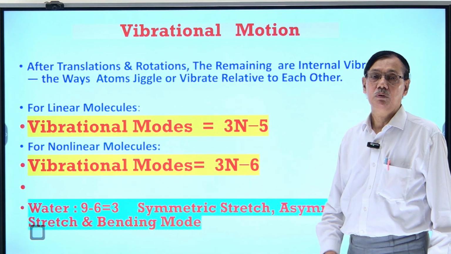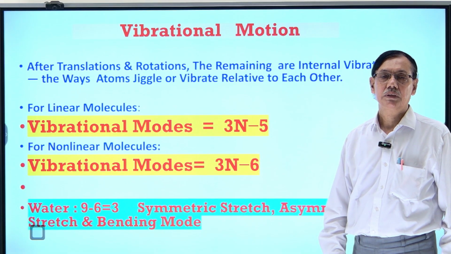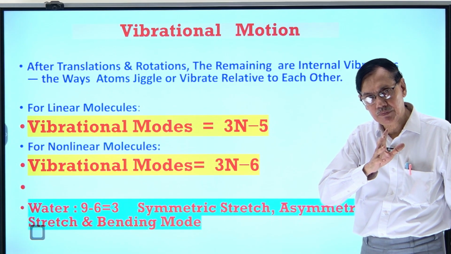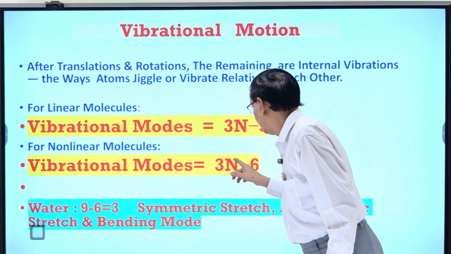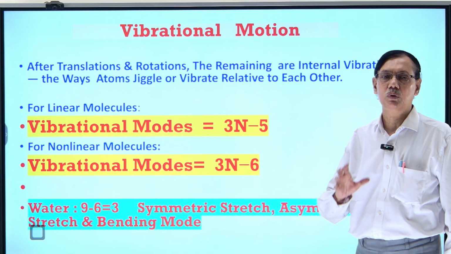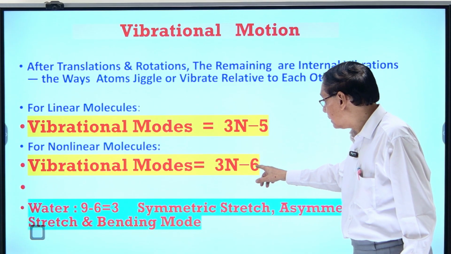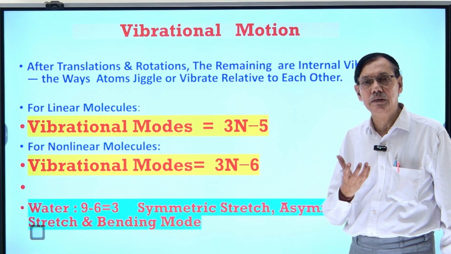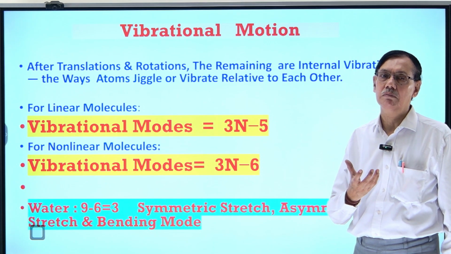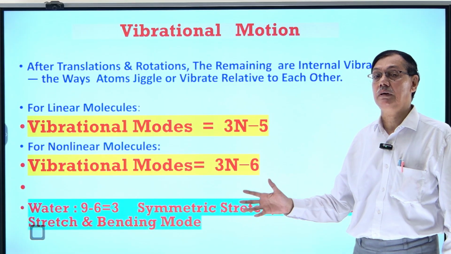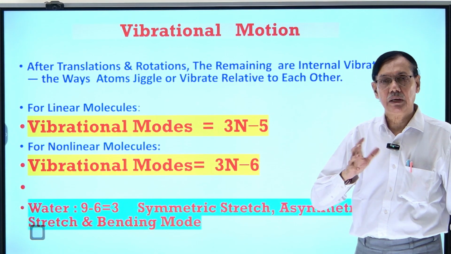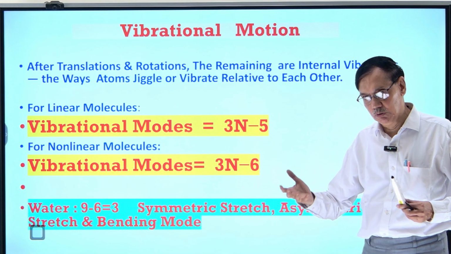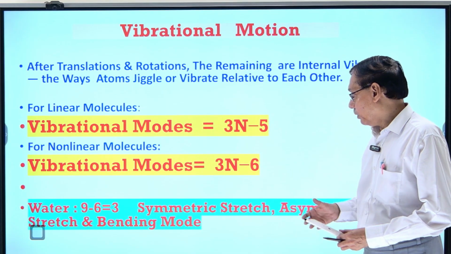Now, what about the vibrational motion? Suppose I am taking water, H2O. There are 3 atoms, so 3 into n is equal to 9. 9 minus 6, that is 3 translational and 3 rotational, so the remaining 3 are the vibrational motion. And that vibrational motion does affect the thermodynamic parameters, and of course the partition function and other things, the distribution of molecules. So, I am explaining why it is 3.